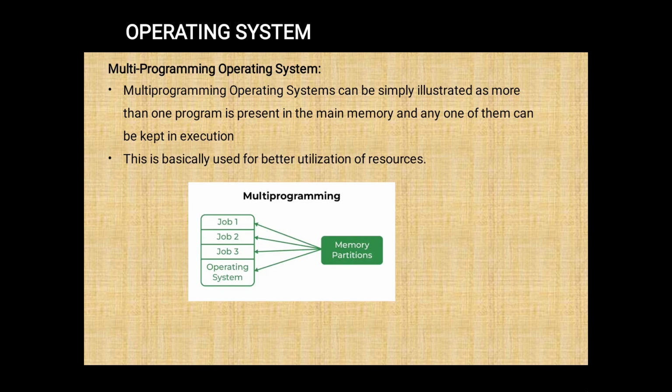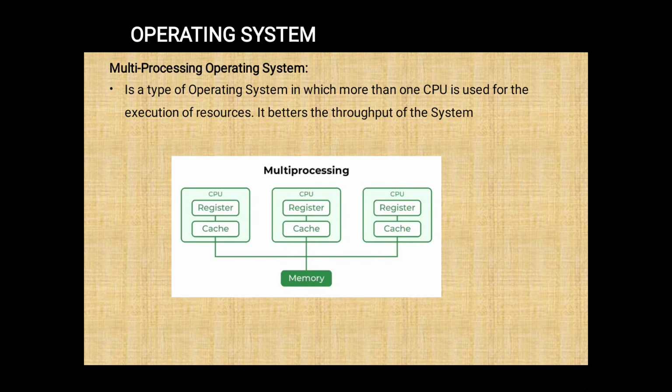So moving on to the next slide, multi-processing operating system. It is the type of OS in which more than one CPU is used for the execution of resources. It betters the throughput of the system. It is nothing but an OS that supports multiple processors or cores, allowing multiple processes or threads to execute concurrently, improving the system's throughput and responsiveness. We use it for improving the system performance and increasing throughput, and for resource utilization also.